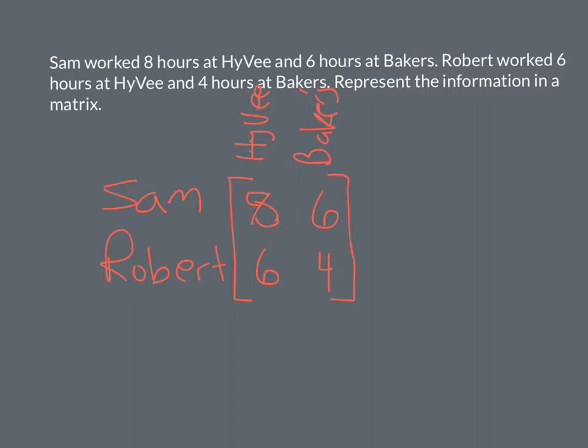We could also change it up and do it the other way. We could do Hy-Vee, Baker's, and then do Sam and Robert this way. So here the Hy-Vee's the row, so we're going to put for Sam 8, and for Robert 6, and for Baker's it was 6 and 4. As you see, the tables or the matrices are the same actually for this example, just the labels are different.